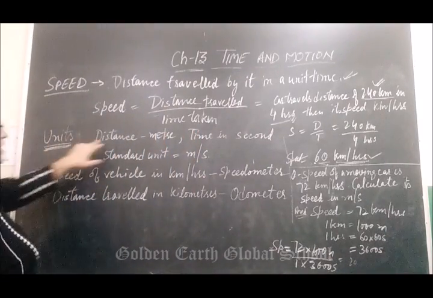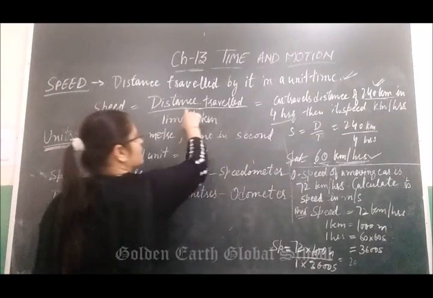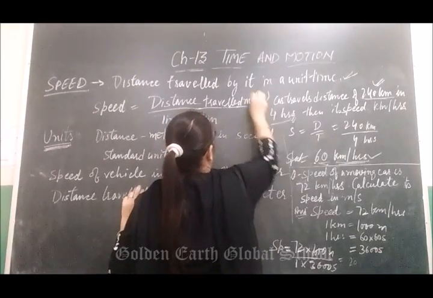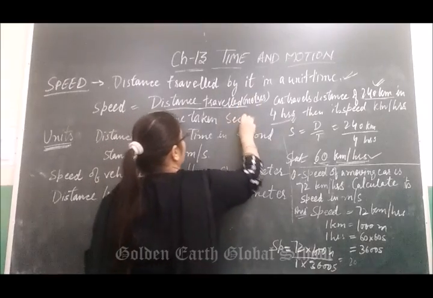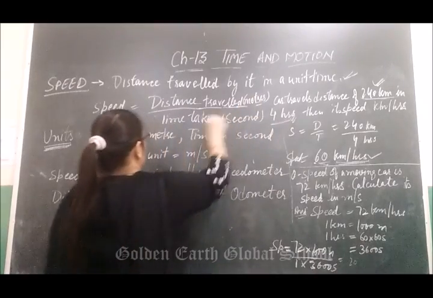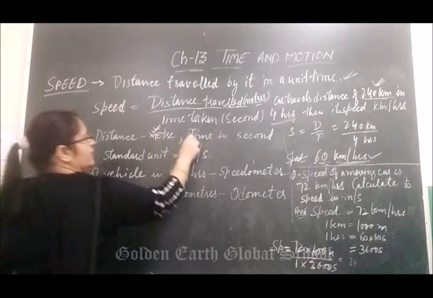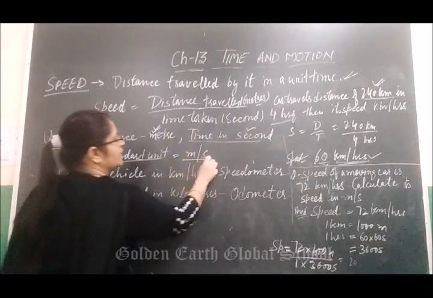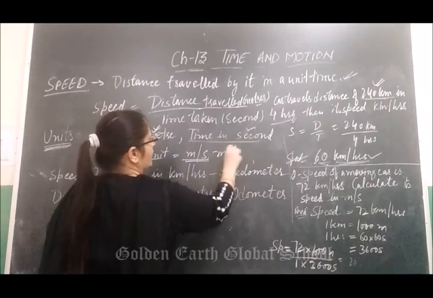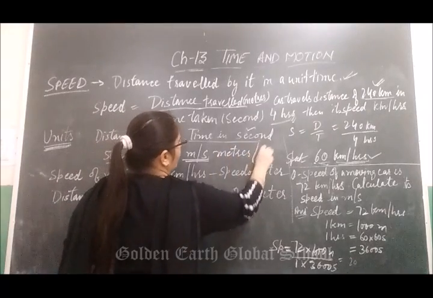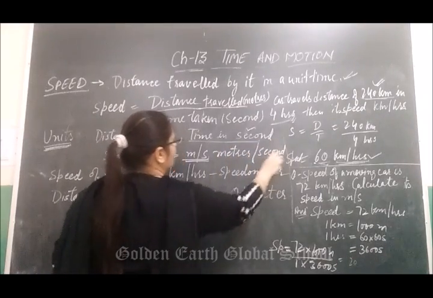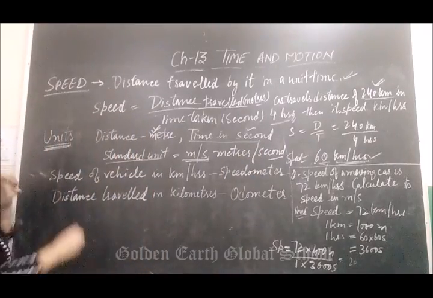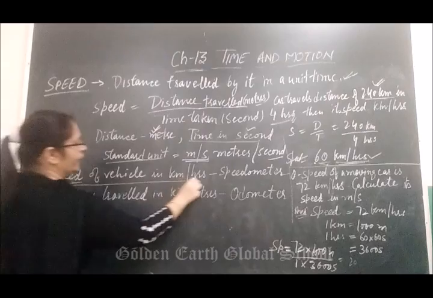Next is unit of speed. We know that distance we can measure in meters and time in seconds. So distance is in meters and time in seconds. According to this, the standard unit is meters per second. Clear?